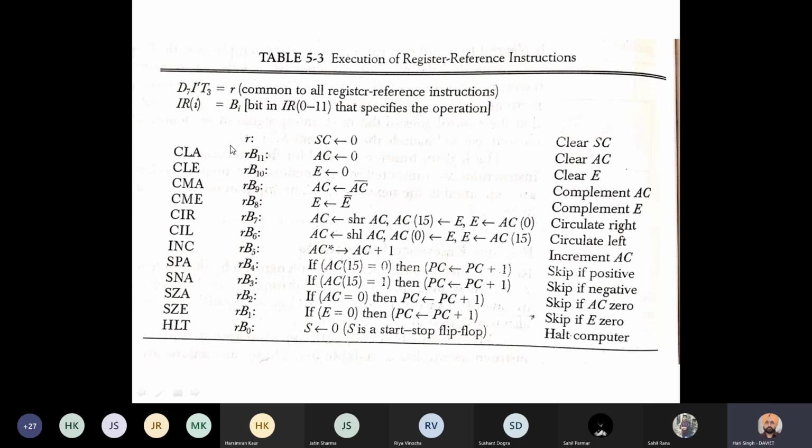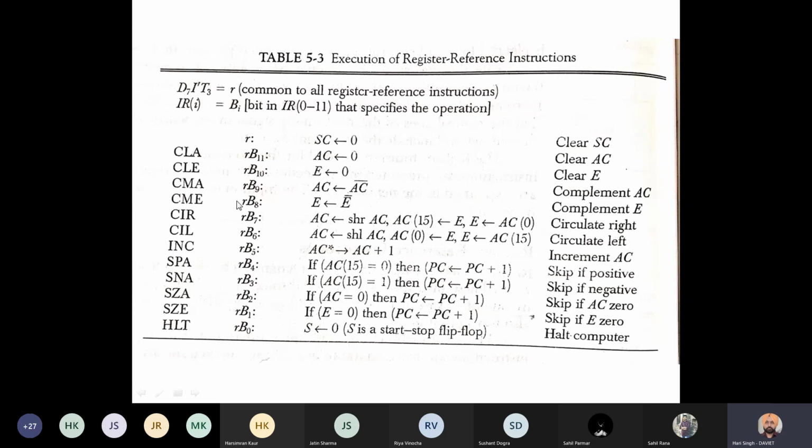Why is the T3 bit considered here? Because during T0 and T1, fetching is done. During T2, decoding is done, and execution is performed during T3. Execution of these instructions will be performed during T3. So T3, D7 and I should be common to all these.